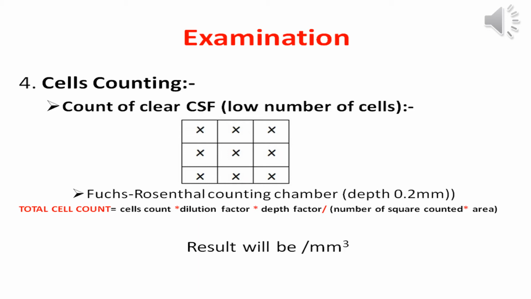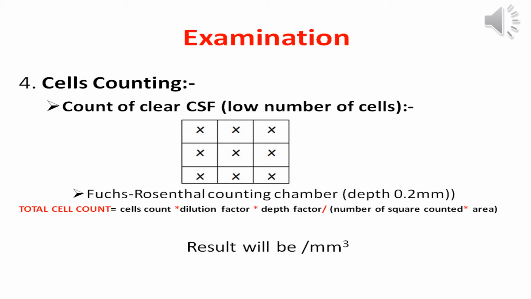You need to charge the chamber or the hemocytometer. Then you need to count one area of the chamber. You need to count the 9 squares and your result will be per cubic millimeter. And remember the depth of the counting chamber. If you use the Fuchs-Rosenthal horizontal chamber, the depth factor is 5. If you use the routine counting chamber, the depth factor is 10.